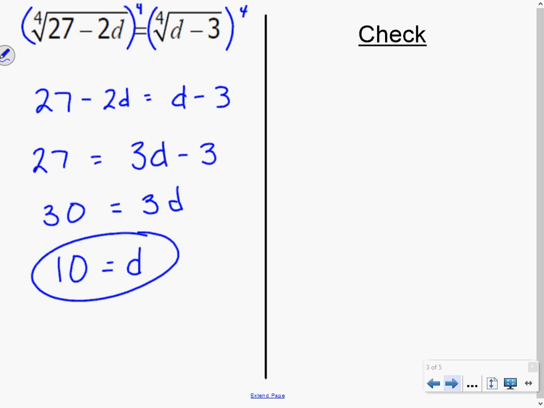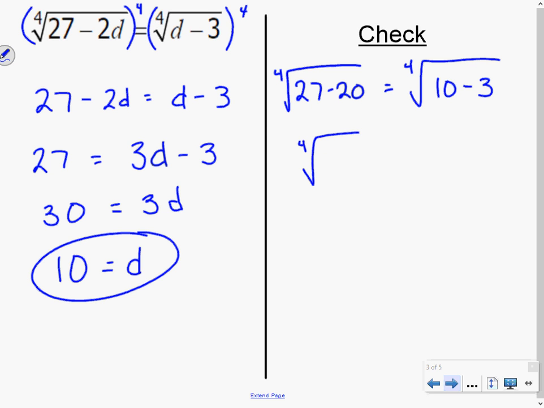So let's see. We've got the fourth root of 27 minus, well, if I plug in 10, I'm going to get minus 20. And then on the other side here, we get 10 minus 3. So we get the fourth root of 7 equal to the fourth root of 7. So it checks out. 10 is our actual solution to this equation.